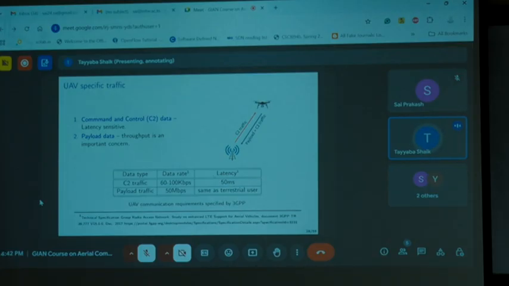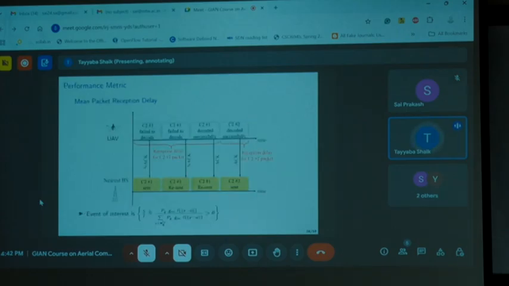And payload traffic has a data rate of 50 Mbps, so it should be able to transmit as big a file as possible. But if you see the data rate of the C2 traffic, it is very limited. Reason being, the packets that are transmitted on ground to air are usually of smaller size. They are very small packets which do not need very high data rates. Okay? So given this background, I'll now explain the metric delay that we have studied in this paper.